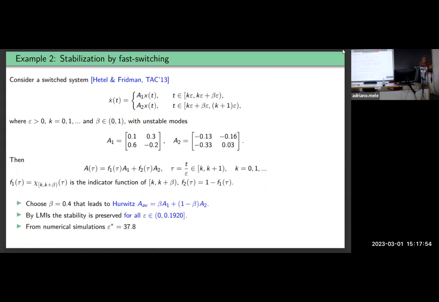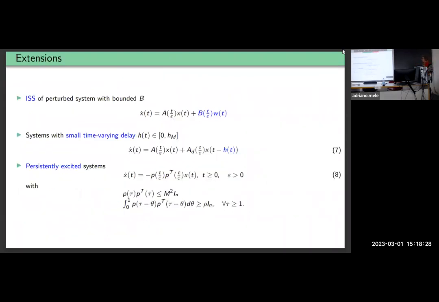And what does it mean? That if we stay beta epsilon seconds here and one minus beta epsilon seconds here, on average it will give us this stable system. And this is the idea. So what we want to find is the upper bound on epsilon which stabilizes your system by using switching. Each system is not stable, but if you switch fast enough, you are stable.